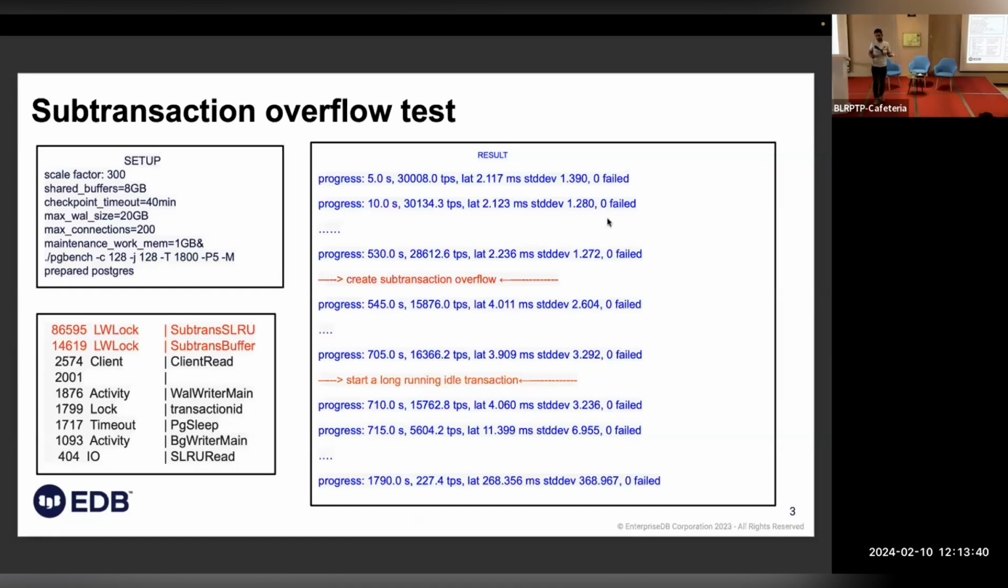We talked with some of the hackers, Robert Haas, I think people are aware. Then we tried to identify a solution. And this whole year I worked on this solution, and I'm going to talk about the solution here in this talk.